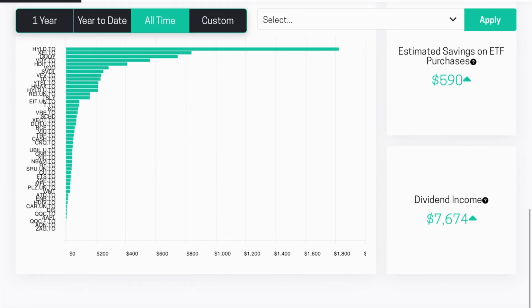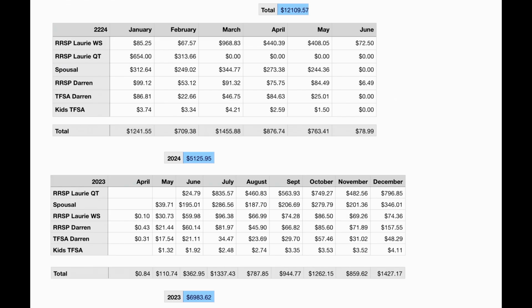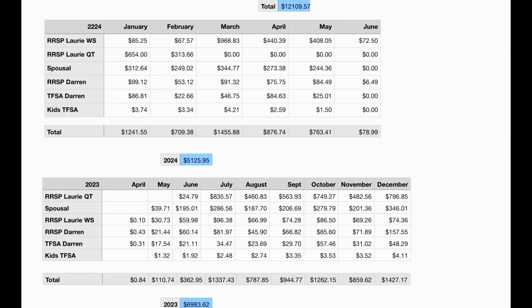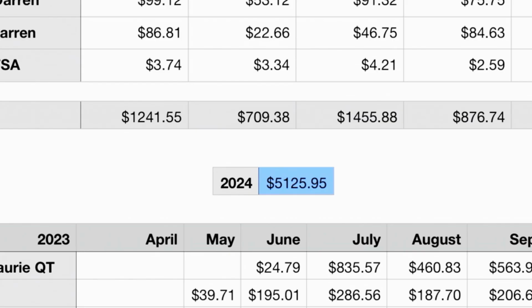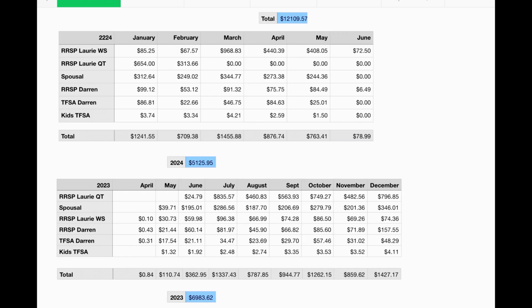So according to Passive, we made $7,674 in dividends. Now I know that's not correct because I've been tracking my dividends right from day one all my own using this spreadsheet here. You can see that in the first year I made $6,983, and it's broken down by the various accounts that I hold. And then this year we've made $5,125, and when you total those together, it's $12,109 in dividends up till today, so year to date.